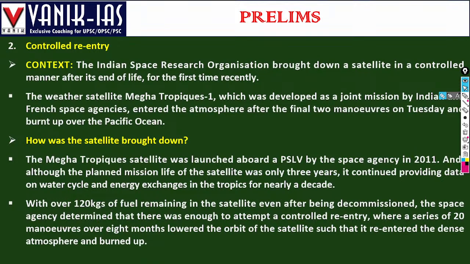With over 120 kg of fuel remaining in the satellite even after being decommissioned, the space agency determined that there was enough to attempt a controlled re-entry, where a series of 20 maneuvers over 8 months lowered the satellite's orbit so that it re-entered the dense atmosphere and burned up.